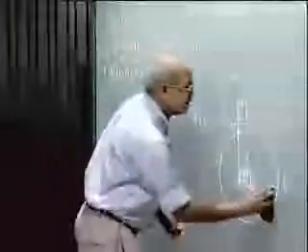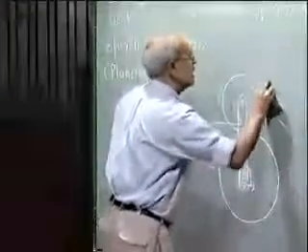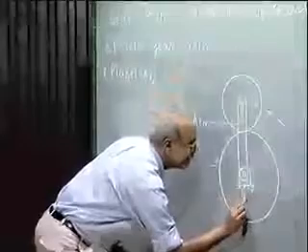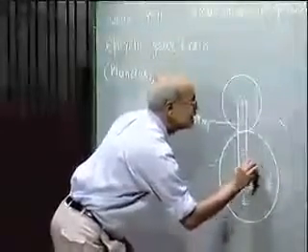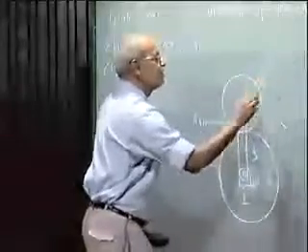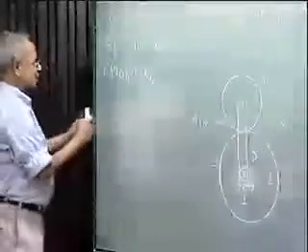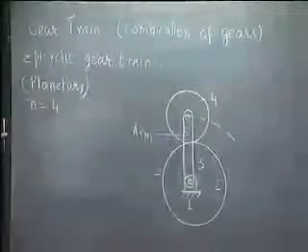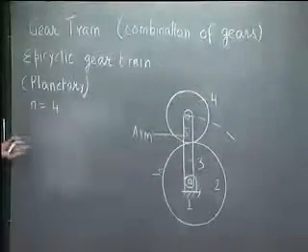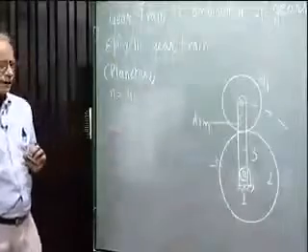As usual, we give the fixed link number 1. This gear let me call 2, this arm is 3, and this gear 4. So this is a 4-link mechanism. N is 4. Let me first calculate the degrees of freedom of this mechanism.